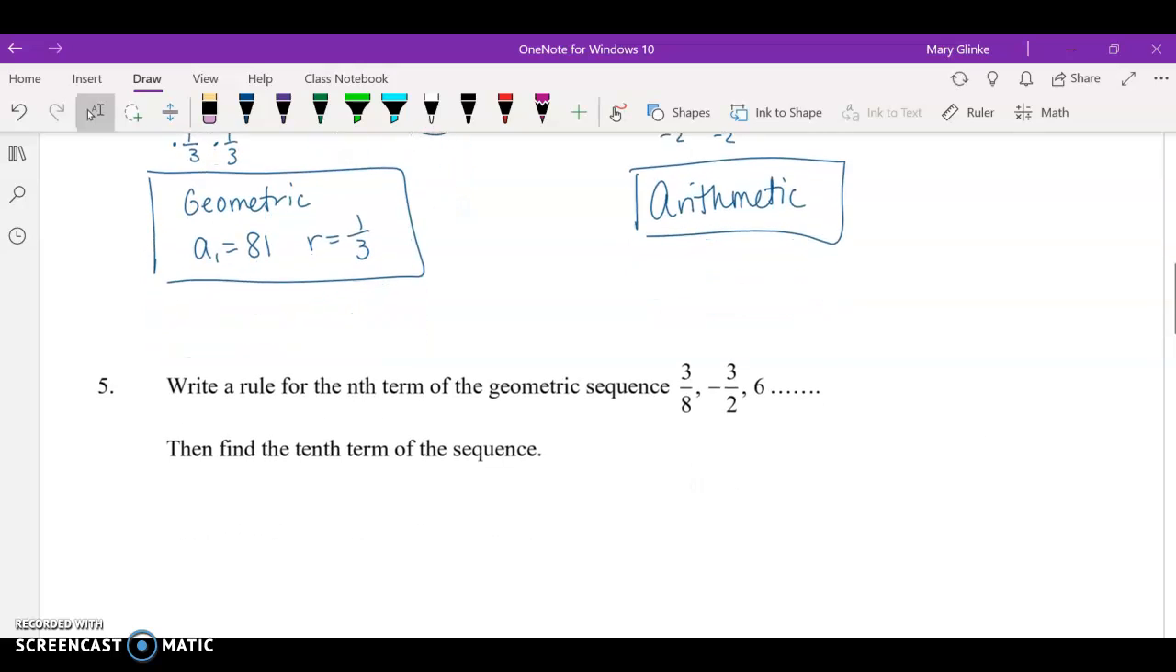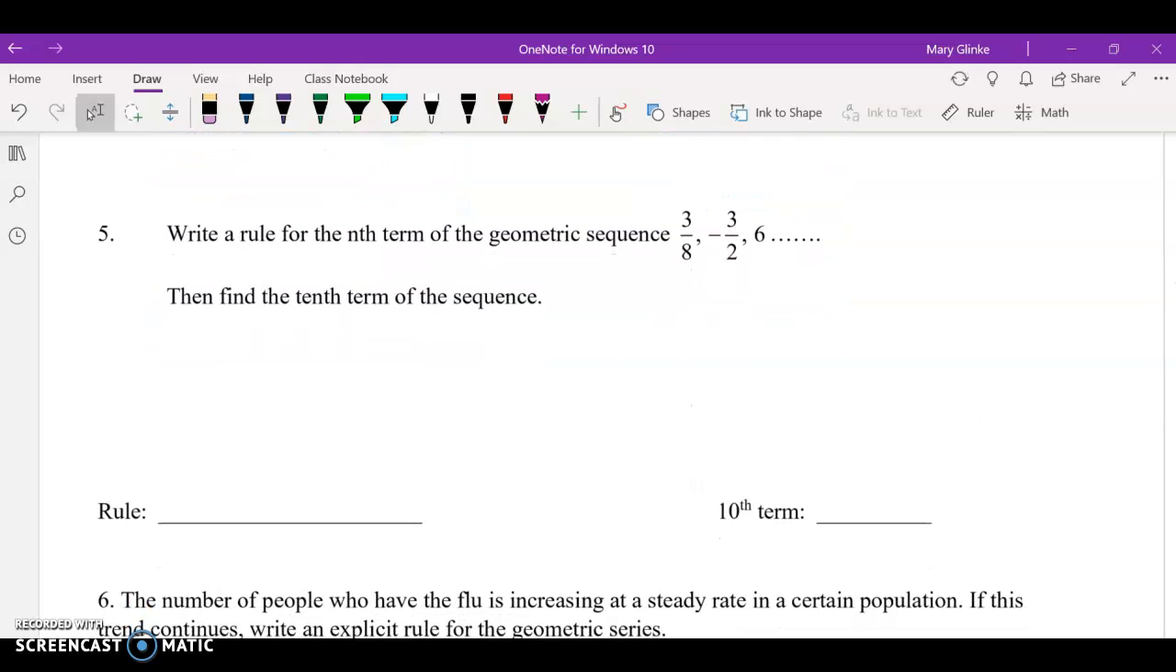So now what we're going to do is we're going to take a look at something that is geometric, and we're going to go ahead and find the rule, and we're going to use the rule to find the 10th term of our sequence. So our rule, as a reminder, is a sub n equals a sub 1 times r to the n minus 1. We need to know our first term and our common ratio. And our first term here is actually given to us. It's 3/8, which means right away I can plug in 3/8. So the only thing I really need to find is my common ratio.